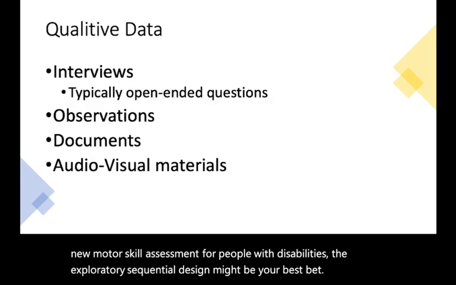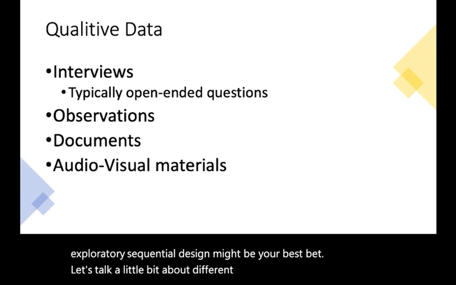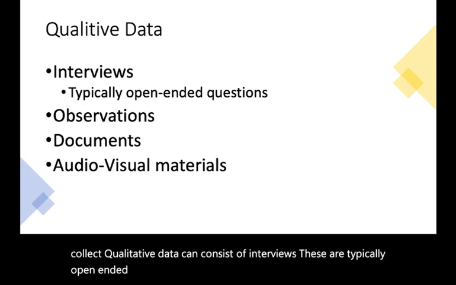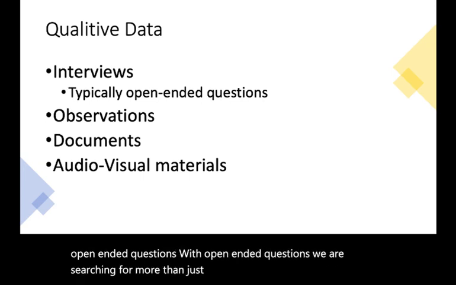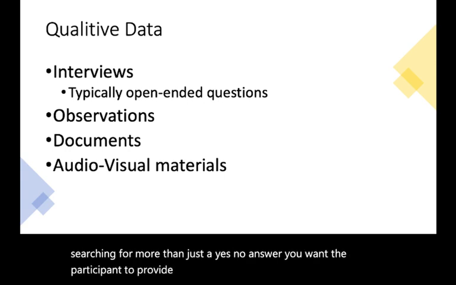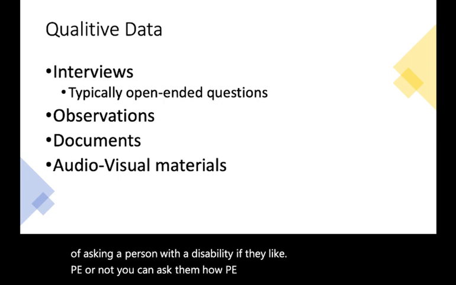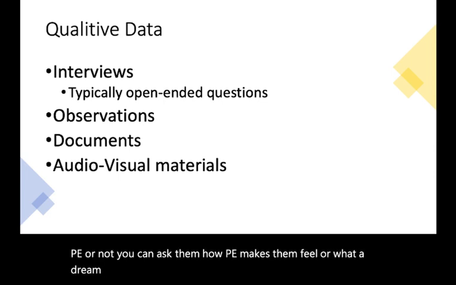Let's talk a little bit about different types of data that we can collect. Qualitative data can consist of interviews. These are typically open-ended questions. With open-ended questions, we are searching for more than just a yes-no answer. You want the participant to provide detail about a topic. So, for example, instead of asking a person with a disability if they like PE or not, you can ask them how PE makes them feel or what a dream PE class would look like for them.